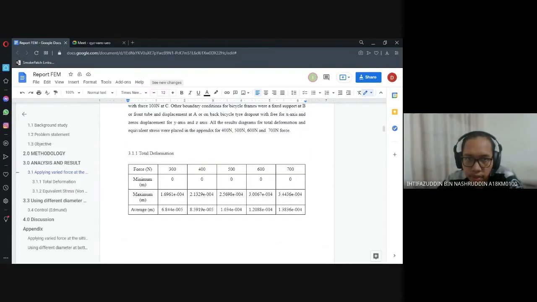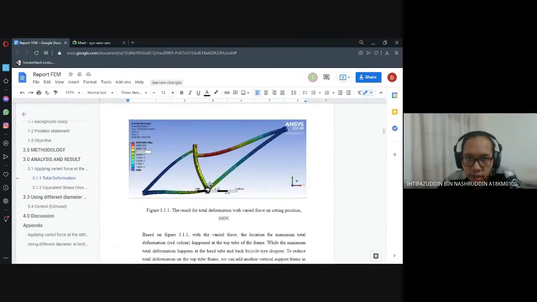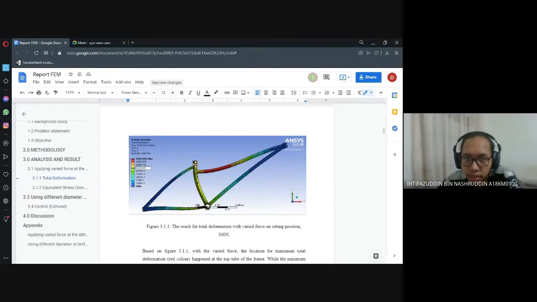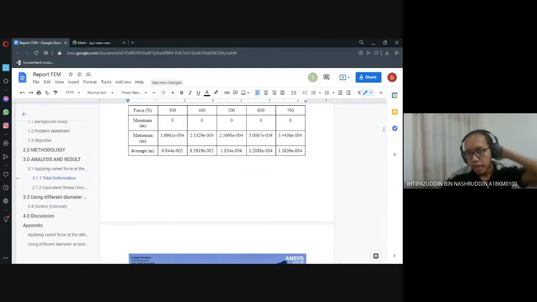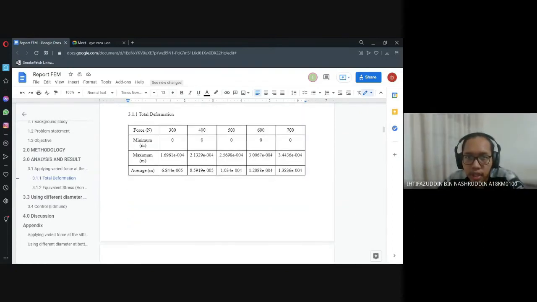For the result of the total deformation, the highest deformation happens at the top tube nearing the middle tube, shown in red color. The maximum total deformation happens at 700 Newton. And from the data, we can see that when a higher force is applied on the bicycle frame at the sitting position, it will cause higher deformation.